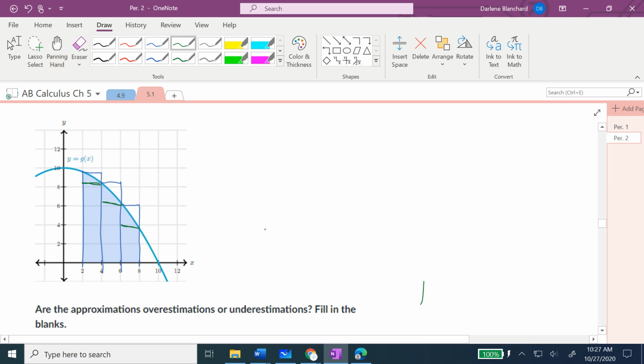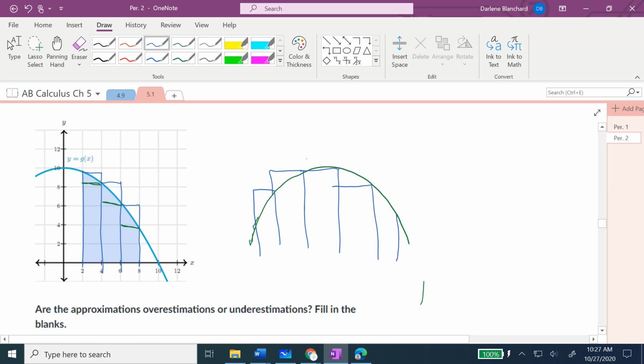And if I drew an entire concave down graph, and I drew little right Riemann sums or left Riemann sums, if any of those rectangles lie entirely above or entirely below the curve, then that is showing you what matters. When I have a positive slope, my right Riemann sum is above. When I have a negative slope, my right Riemann sum is below.